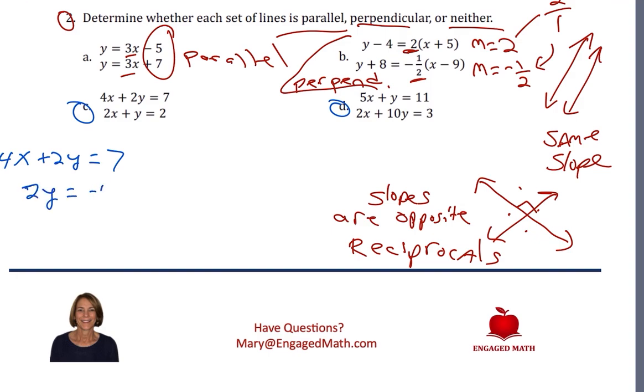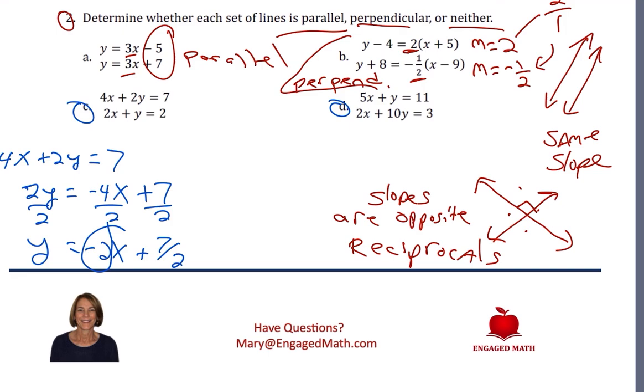When I subtract 4x from both sides, I get 2y equals negative 4x plus 7, because the 4x has been subtracted from both sides. We divide everything by 2, and we get y equals negative 4 over 2 is negative 2x plus 7/2. All we really care about is that the slope is negative 2.